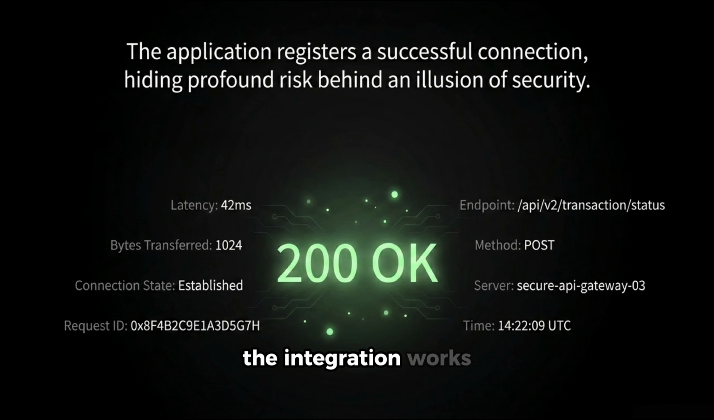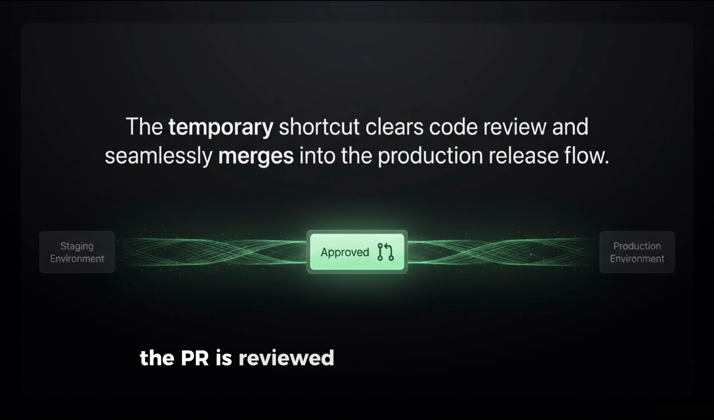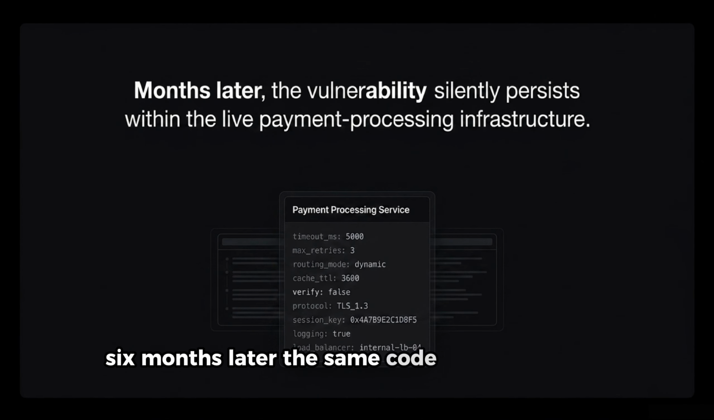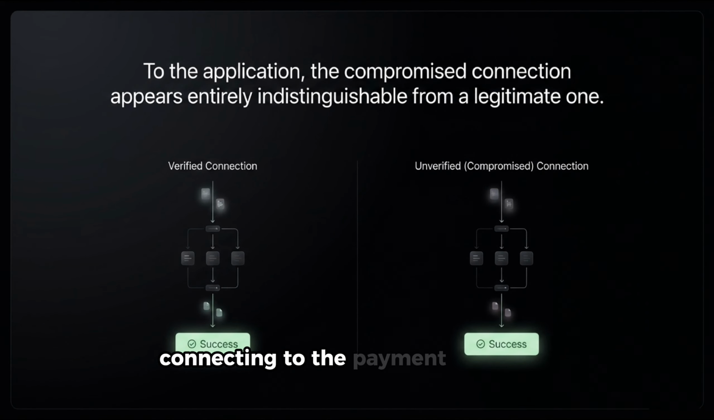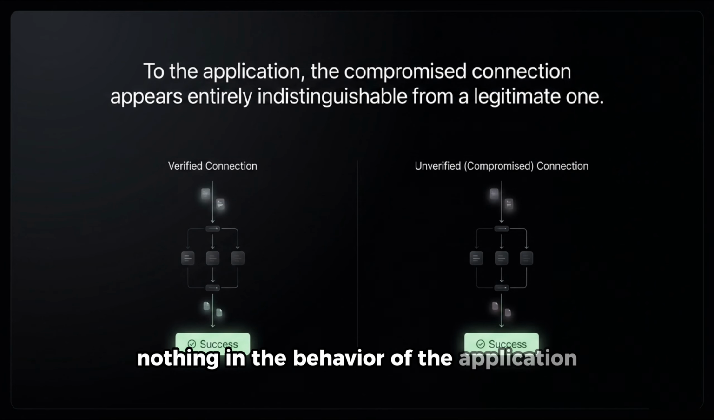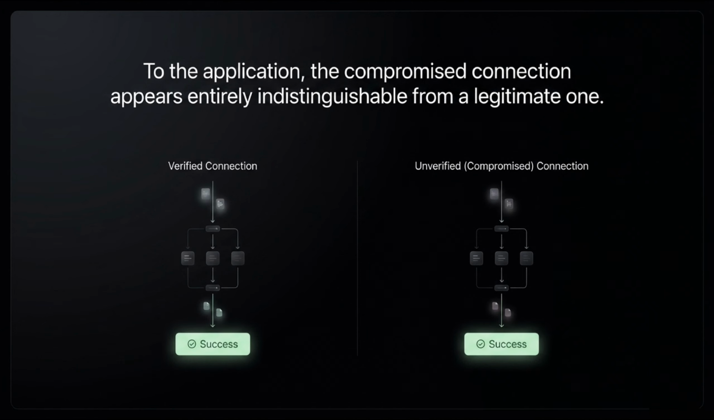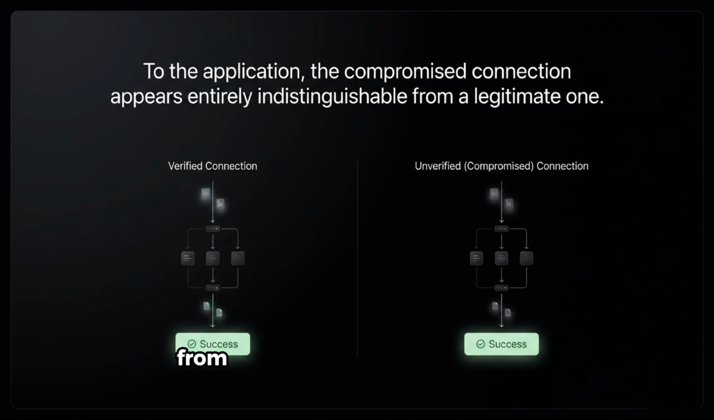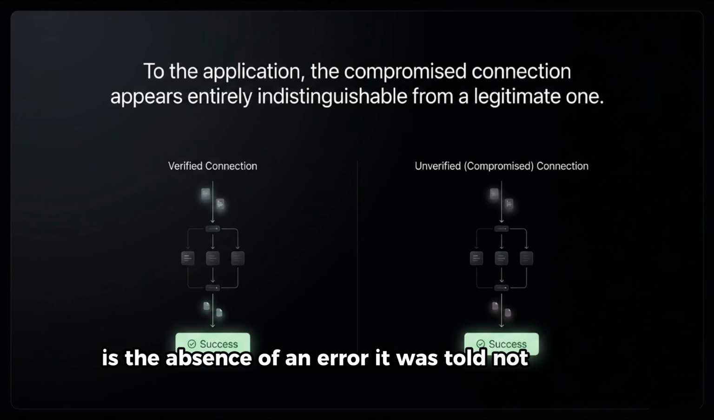The integration works. The PR is reviewed, approved, and merged. 6 months later, the same code is in production, connecting to the payment processor. Nothing in the application logs reflects the change. Nothing in the behavior of the application reflects the change. Requests succeed. Responses look normal. The only difference between a verified connection and an unverified one, from the application's perspective, is the absence of an error it was told not to raise.